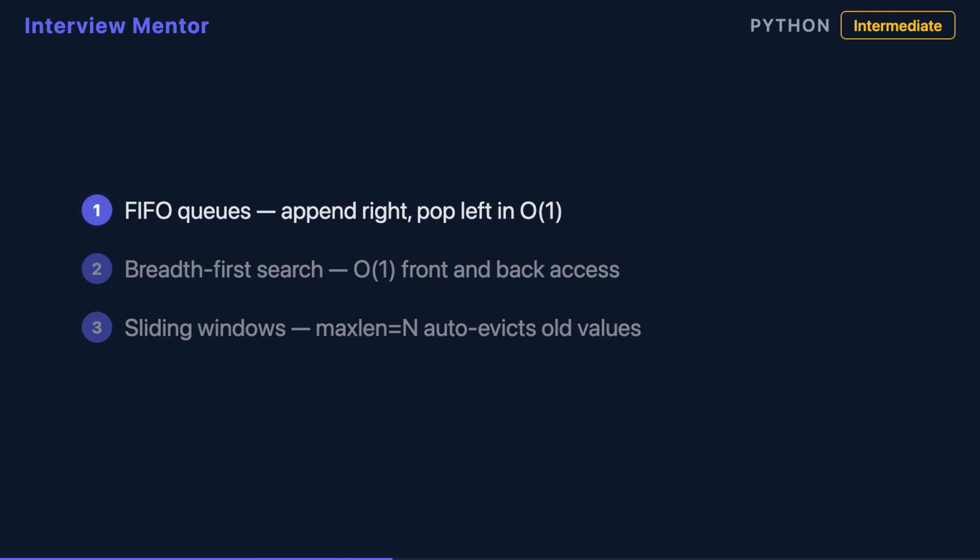In a breadth-first search, you constantly pop from the front and append to the back. Deque handles both in O(1). The maxlen parameter is especially useful. Set it to 10 and deque automatically drops old values as new ones arrive.